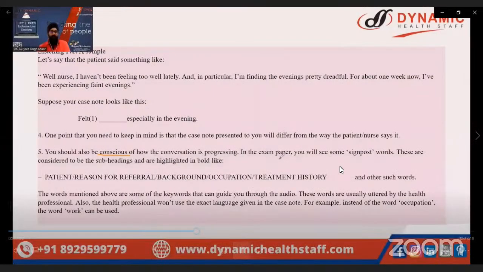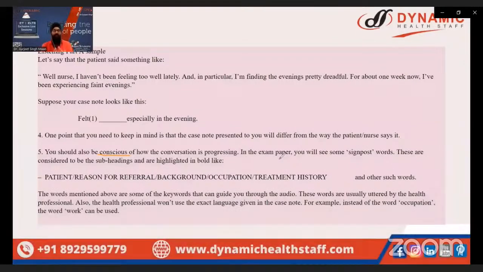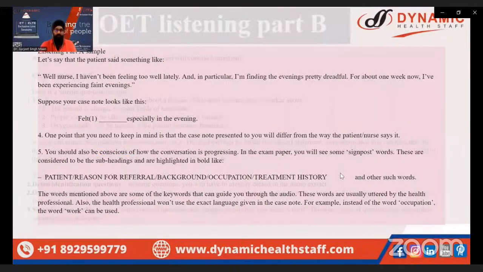Highlighted in bold, like patient, reason for referral, background, occupational, treatment history, because these words will make a course in front of you of what the speaker is going to talk about. These words are usually uttered by health professionals, so remember this particular thing. For example, for the word occupational, the word work can be used. So that is how we have to attempt Part A.